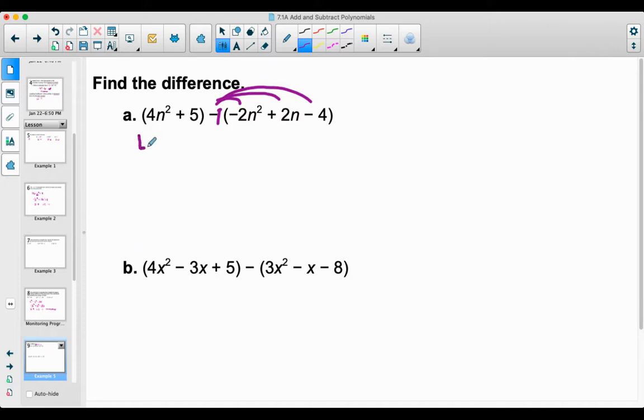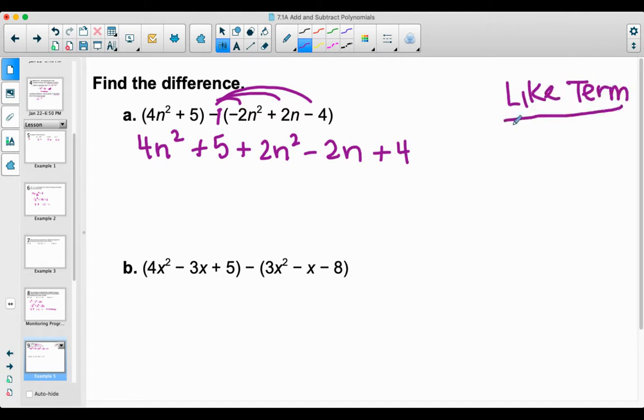So I'm going to rewrite this 4n to the second plus 5. And then if I take -1 times a -2, that gives me plus 2n squared. -1 and 2n gives me minus 2n, and then negative and a negative give me plus 4. So now that I've distributed, I no longer need my parentheses, and I can take a look at that and combine like terms.